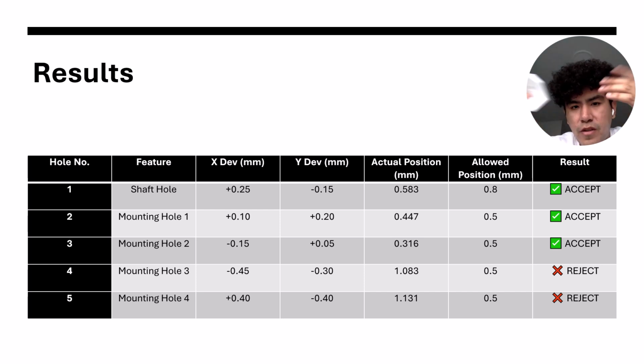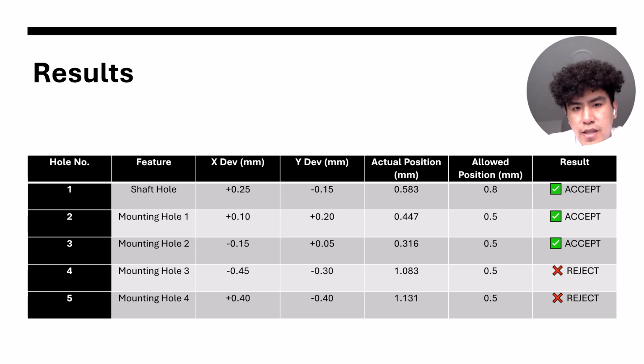So, just a summary, or as a result, we get that the X deviation for the shaft hole, which is the main one, is 0.25, and the Y deviation is 0.15. For the actual position, I used the formula of x squared plus y squared, everything to the 0.5 power, and it gave me the value of 0.58, which is an allowed position because it's less than the allowed, right?